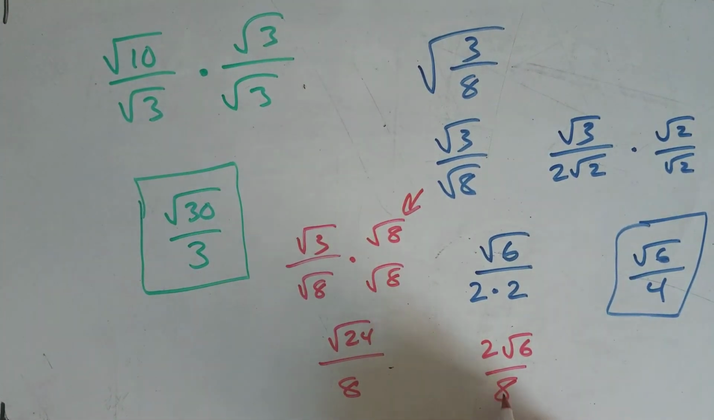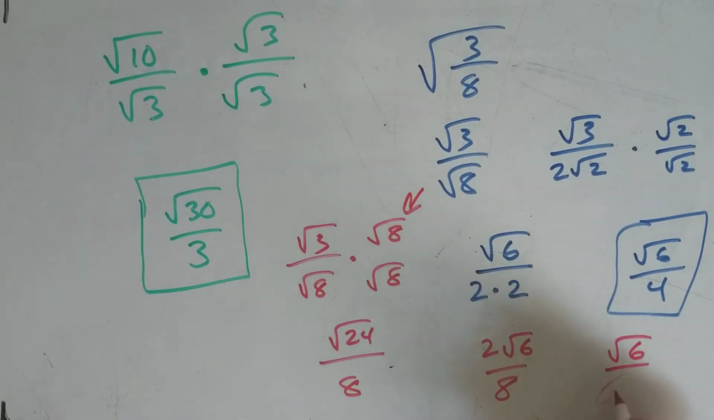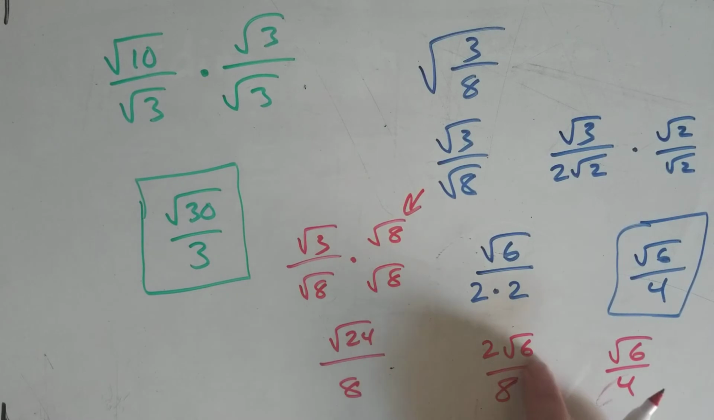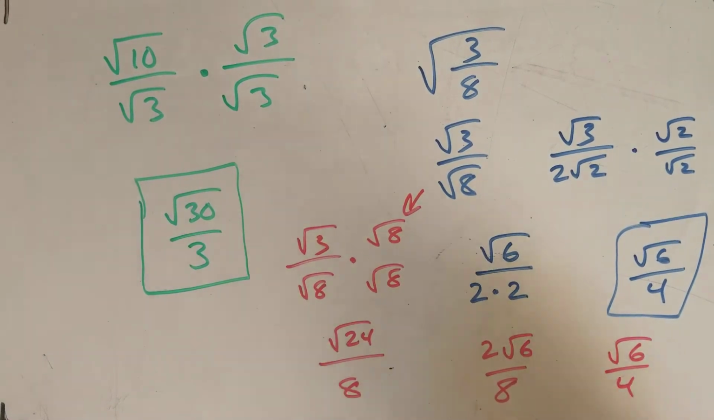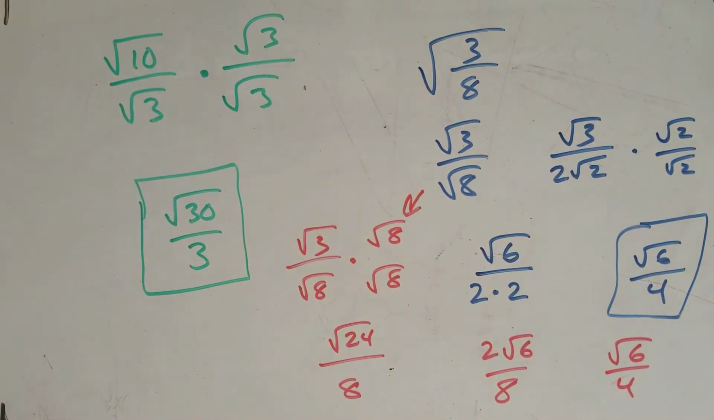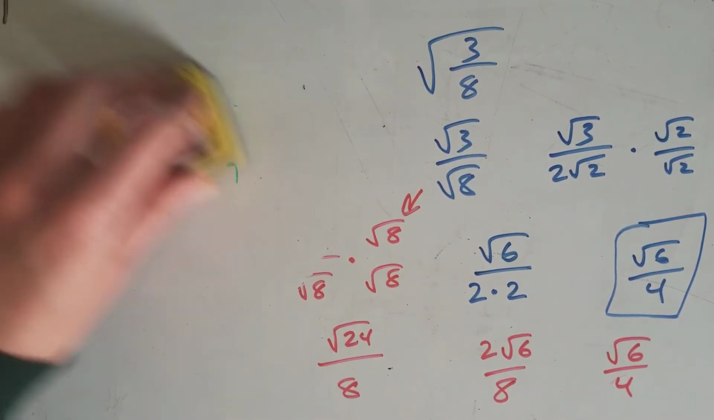You have a 2 and the 8 here, so you would end up with a 4 on the bottom. This would be like having 2/8. Think of the radical as like an x, like a variable. 2/8 is like your coefficient. You could simplify that to 1/4. Either way, you end up with root 6 over 4. We're going to try a couple more, then I'll give you 3 to try on your own.